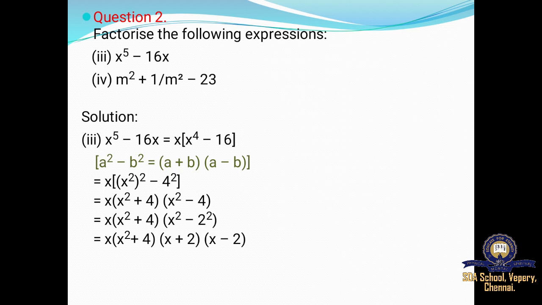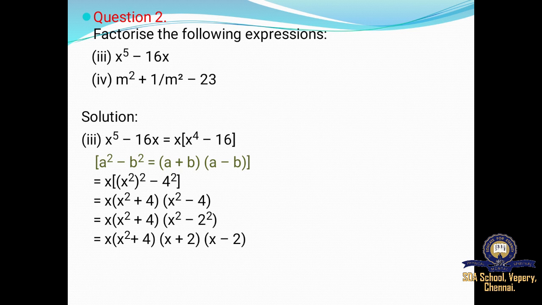That's it. See, in the question I have one x out, so I have written it as it is. In the bracket what I have written, x power 4 minus 16. That x power 4 minus 16 can otherwise be written as x square the whole square minus 4 square. Am I right or not? Yes. Now this you have to substitute in this given identity. What is the identity? a square minus b square equals a plus b into a minus b. So it is x square plus 4 into x square minus 4. Am I right or not?